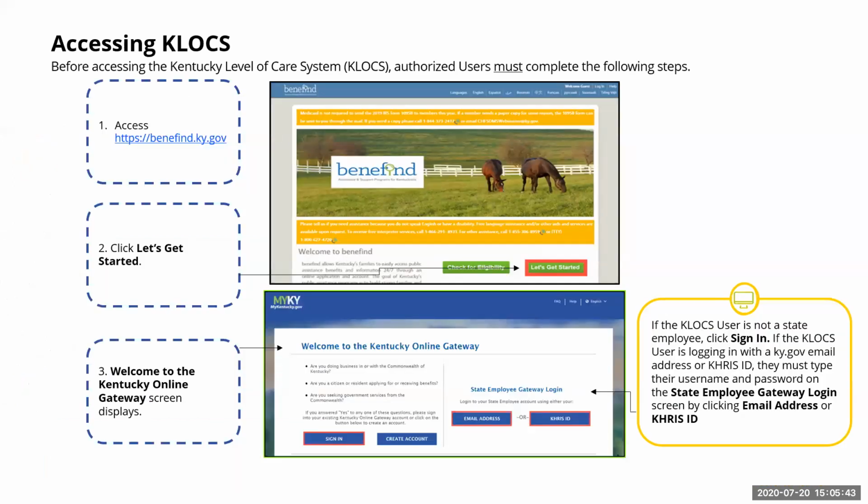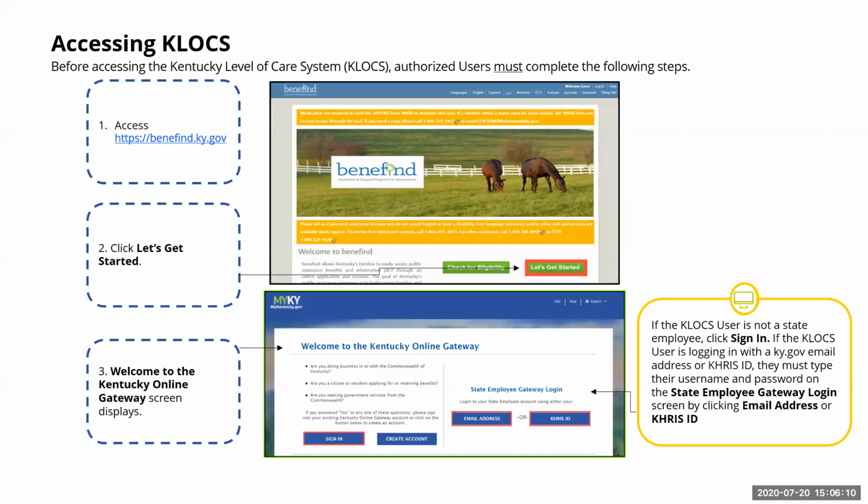So next up, we'll walk through what that process of logging in will look like. Again, this is not how you create a COG account. We're starting from the point of, I have a COG account created and I want to get into KLOCS. So what the user will want to do is go to benefine.ky.gov and click on Let's Get Started. That will navigate you to step 3, which is that Welcome to the Kentucky Online Gateway page.